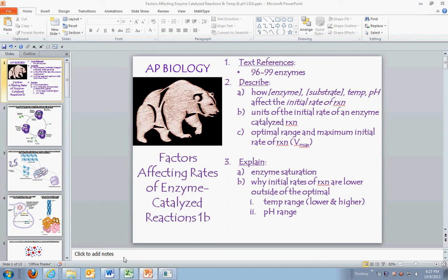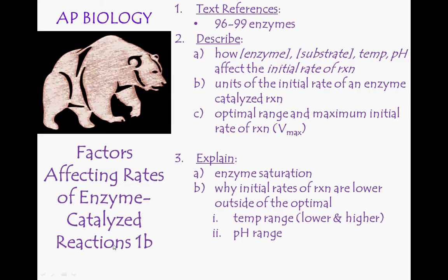This is the second half of factors affecting enzyme catalyzed reactions. This is 1B. In this one, again, we'll be describing how, in this case, temperature and pH are going to affect the initial rate of the reaction. And then down here, explaining B, why initial rates of the reaction are lower outside of the optimal temperature range and the pH range.